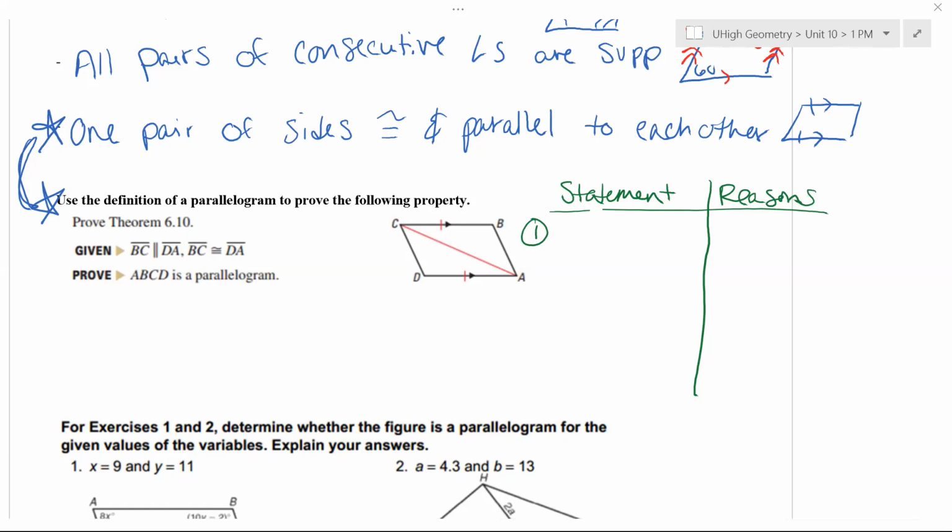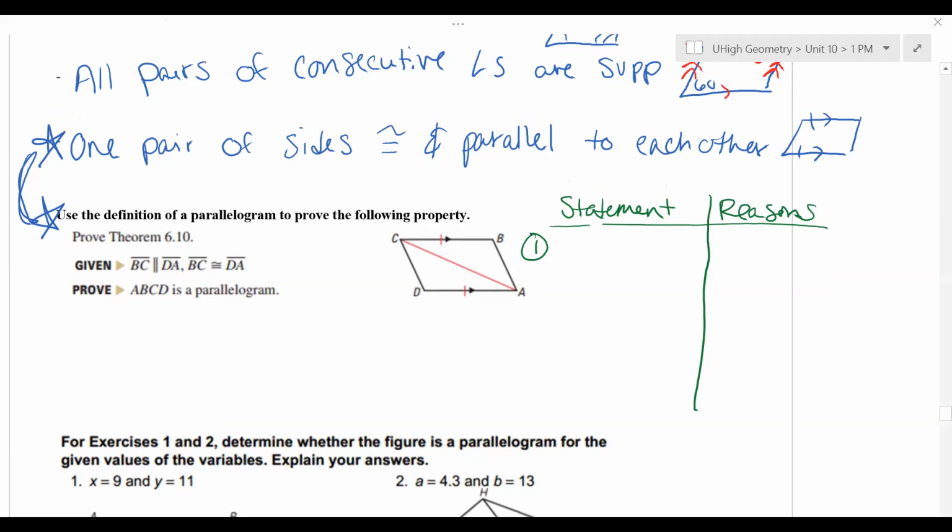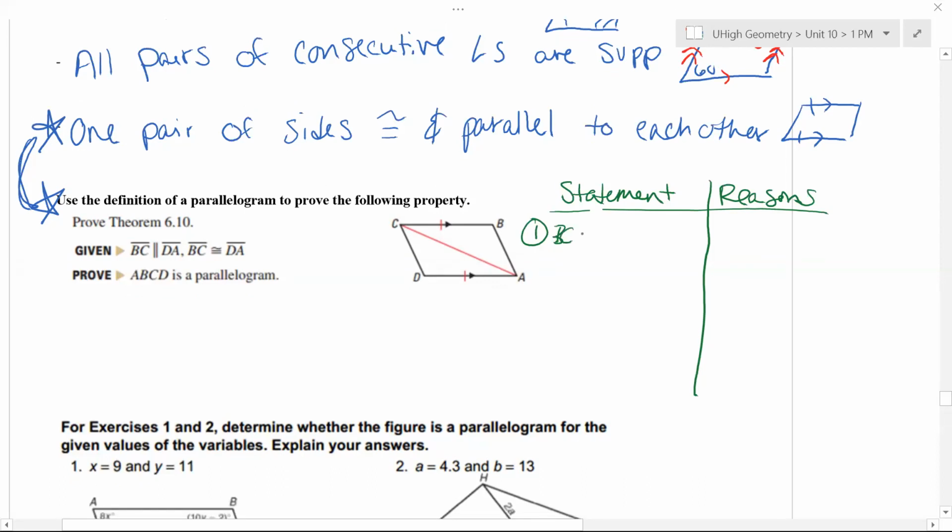So my first statement is going to be those givens, so that segment BC is parallel to segment DA, and that segment BC is congruent to segment DA. And my reason number one is going to be given. All right.